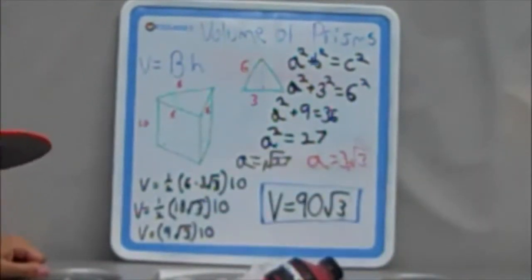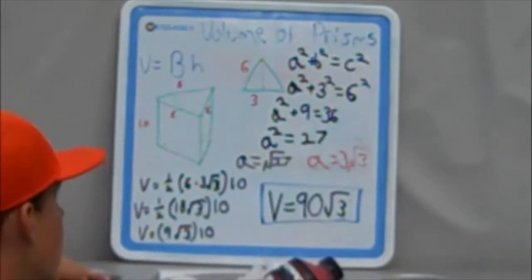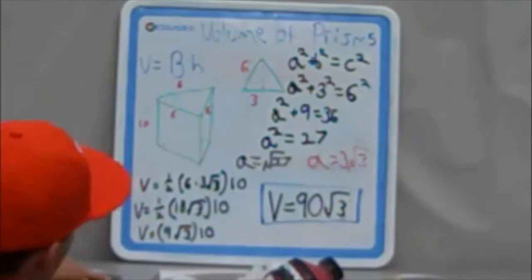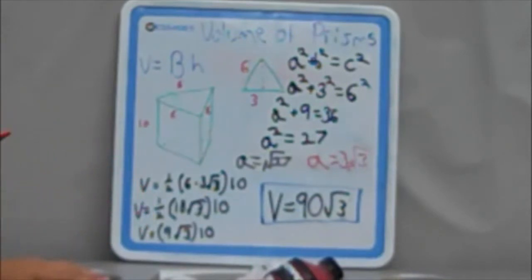So, first step of finding the volume of the prism is to find the area of the base triangle, which is 1/2 base times height. To do this, we already have the side lengths of the triangle. We only need to find the height, and to find the height, we will use a squared plus b squared equals c squared. We already know c squared, which is 6, and b squared, which is 3, so we will only need to find the height, which is a squared.